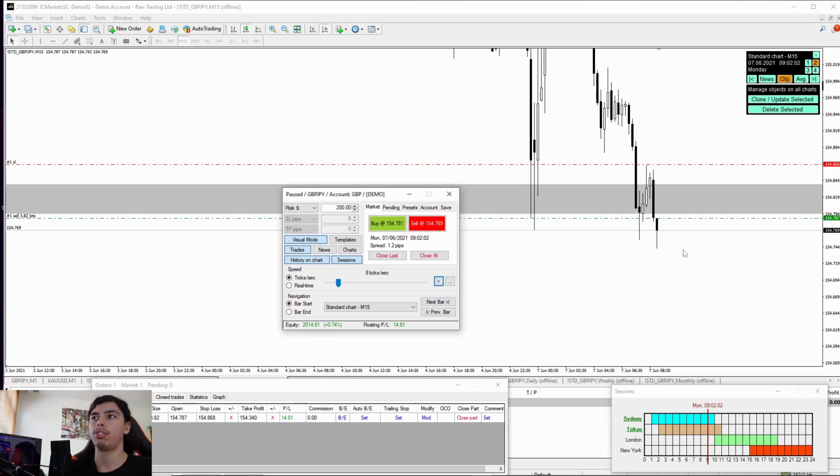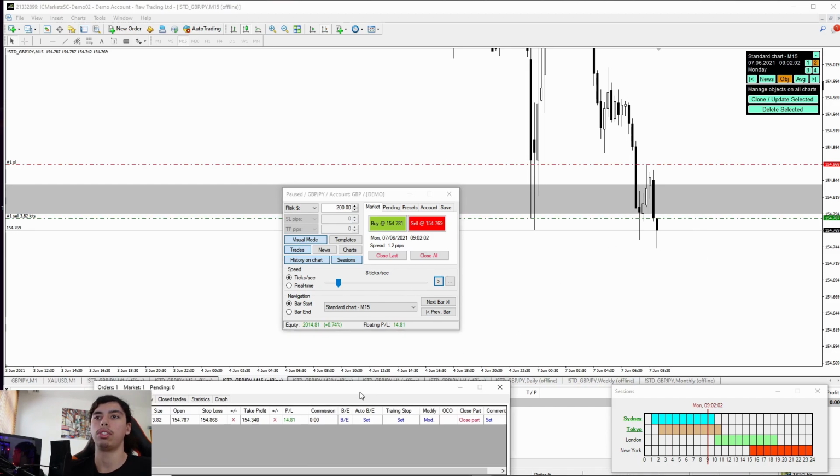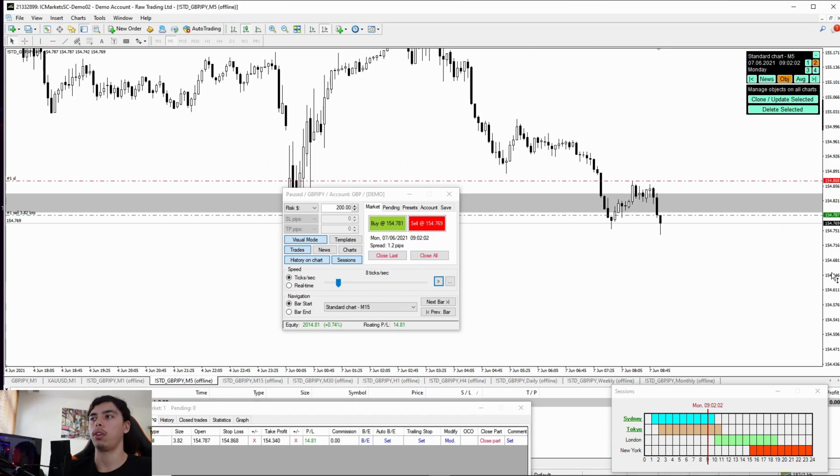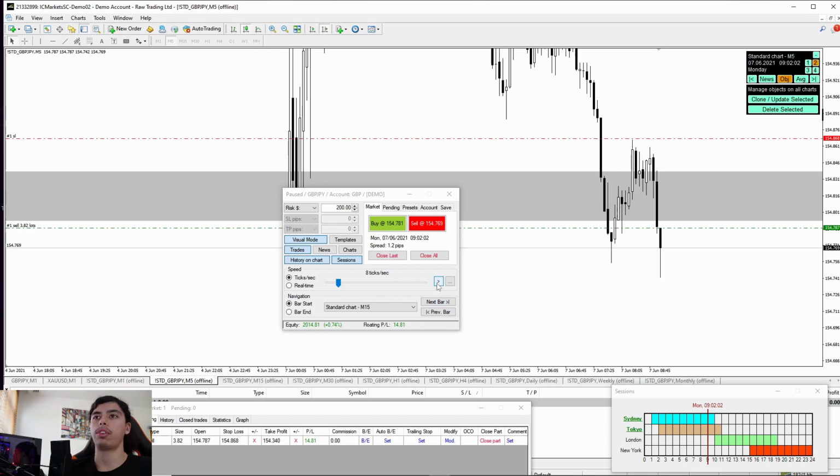Now you see this rejection. I'm not too keen about this rejection here. I don't like how we're rejecting very quickly. It's not really a good sign. We're rejecting the lows here. And as a first trade, I want to be cautious with this. So I'm just going to be very careful here.